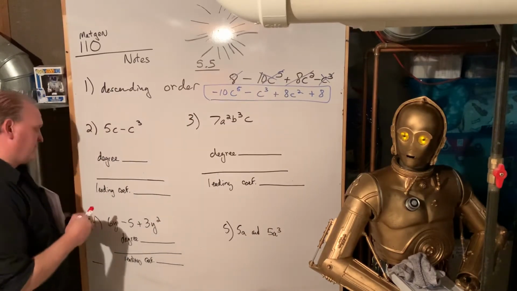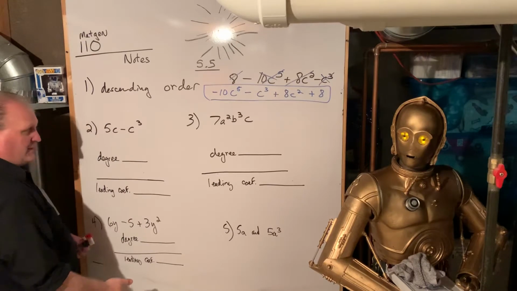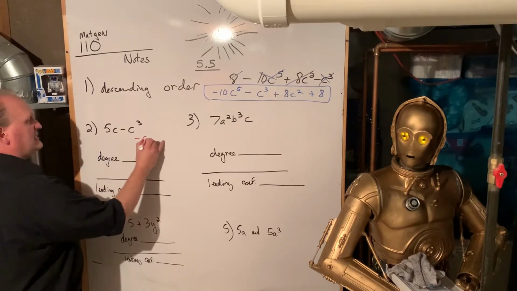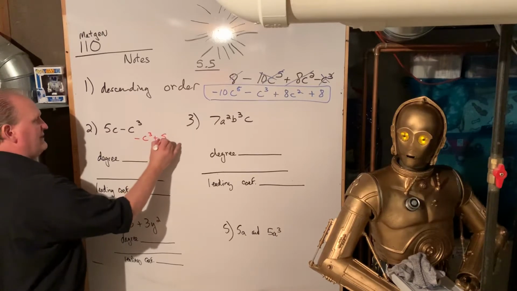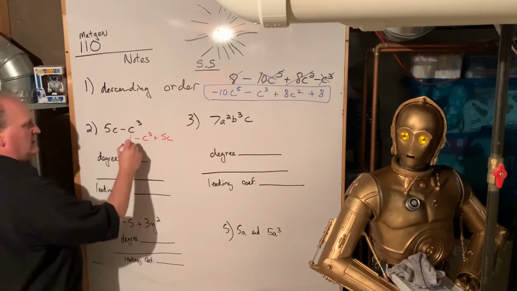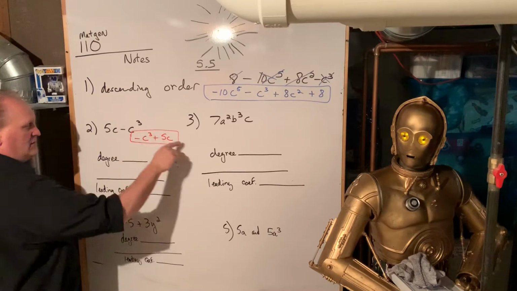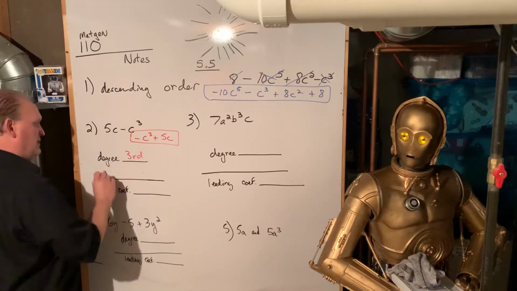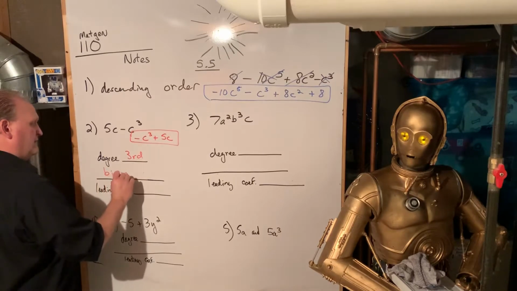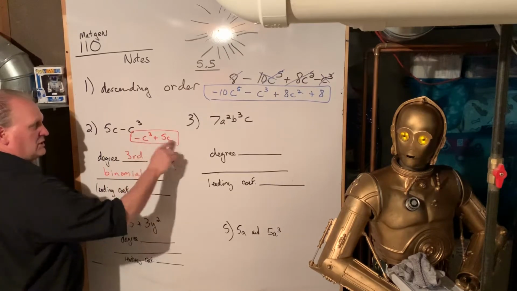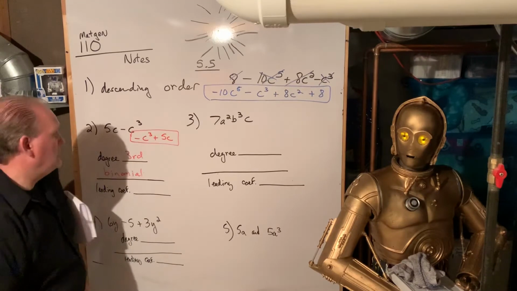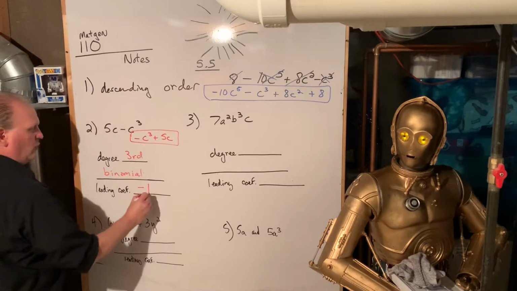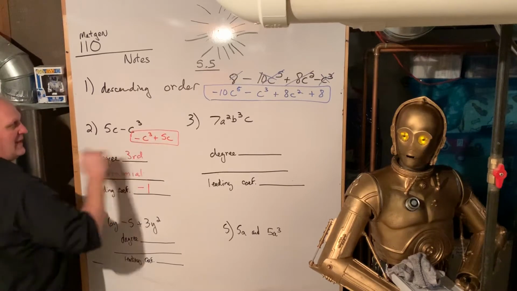Let's look at this one. They want all that same information, but we'll actually write it on the board this time. So look, negative c to the third plus 5c. That's descending order. First, they wanted us to write it in descending order. So there it is. What's the degree? That's a 3rd degree binomial, because there's only 2 terms. Unlike terms or terms. And then what's the leading coefficient? That is negative 1. It's the thing in front of the highest power thing.